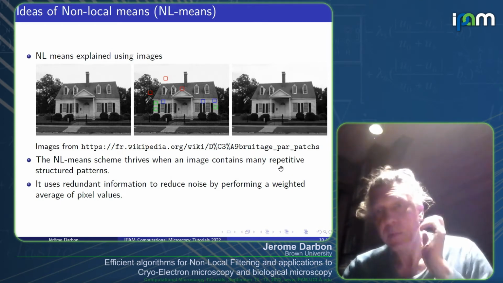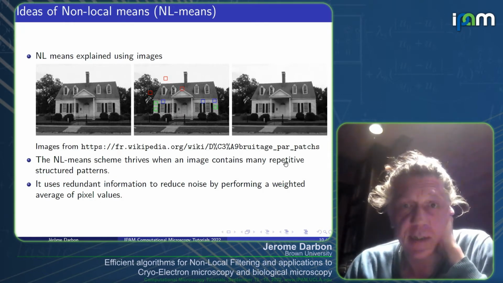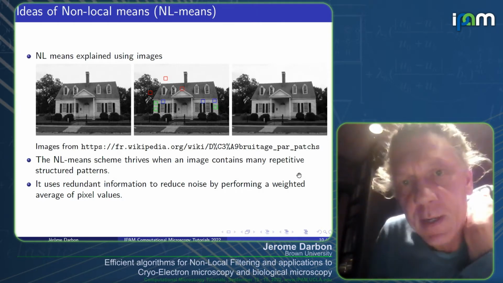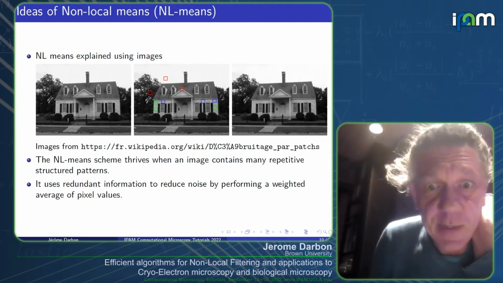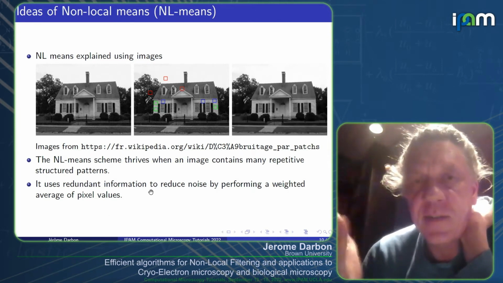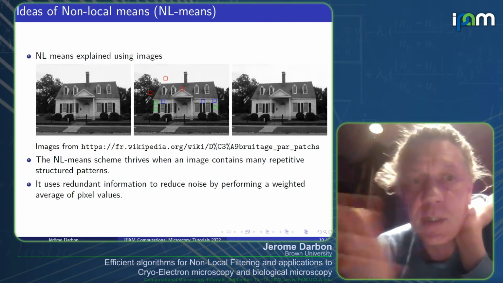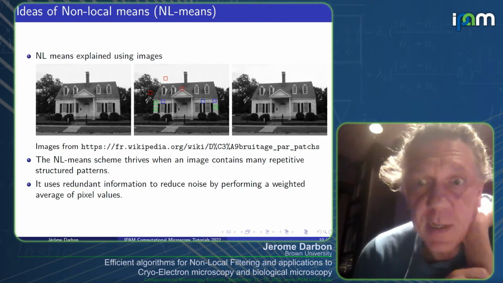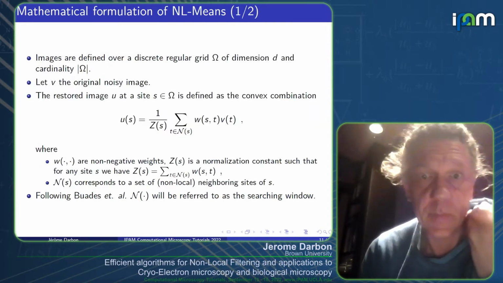So I insist, the key assumption in NL-means is that it is implicitly assumed that you have repetitive structured patterns, and then you search using windows for these repetitive patterns. And you are using the redundant information that is assumed in the image to perform the denoising using a weighted average of pixels in similar patches. Do you take any questions?